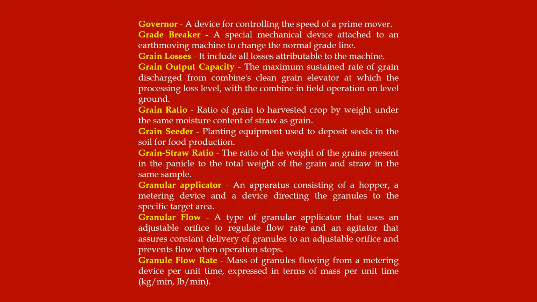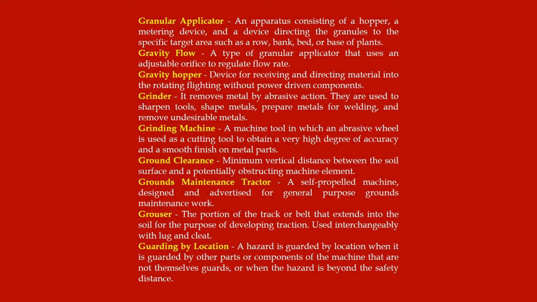Granule flow rate. Mass of granules flowing from a metering device per unit time. Expressed in terms of mass per unit time, kilogram per minute or pound per minute. Granular applicator. An apparatus consisting of a hopper, a metering device, and a device directing the granules to the specific target area such as a row, bank, bed, or base of plants. Gravity flow. A type of granular applicator that uses an adjustable orifice to regulate flow rate. Gravity hopper. Device for receiving and directing material into the rotating flighting without power-driven components.